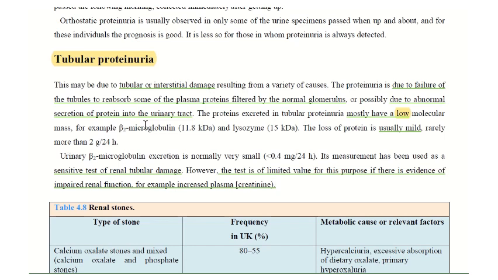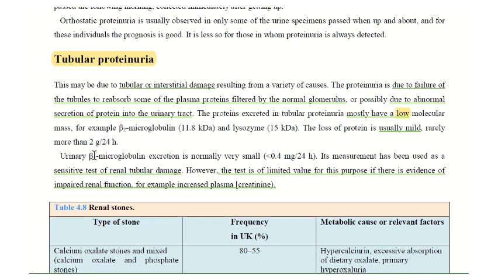The proteins excreted in tubular proteinuria mostly have a low molecular mass. For example, البيتا 2 microglobulin اللي هو 11.8 kDa and lysozyme 15 kDa. The loss of protein is usually mild, rarely more than 2 gram per 24 hour. إذن فقدان البروتين عادة يكون mild، ونادرا ما يكون أكثر من 2 gram per 24 hour.